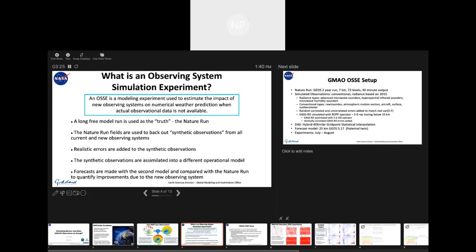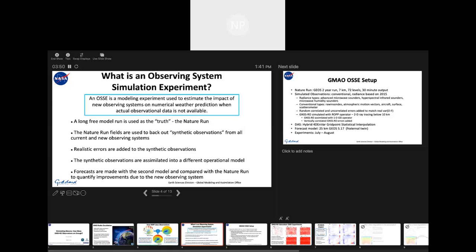So we make these simulated or synthetic observations, which are usually done by interpolating the nature run fields or using observation operators. And then in our OSSE, we add some errors. We simulate errors and add them to our simulated observations because these errors are important in how the data assimilation system weights the observations. And then we take these observations and we treat them just like real data.